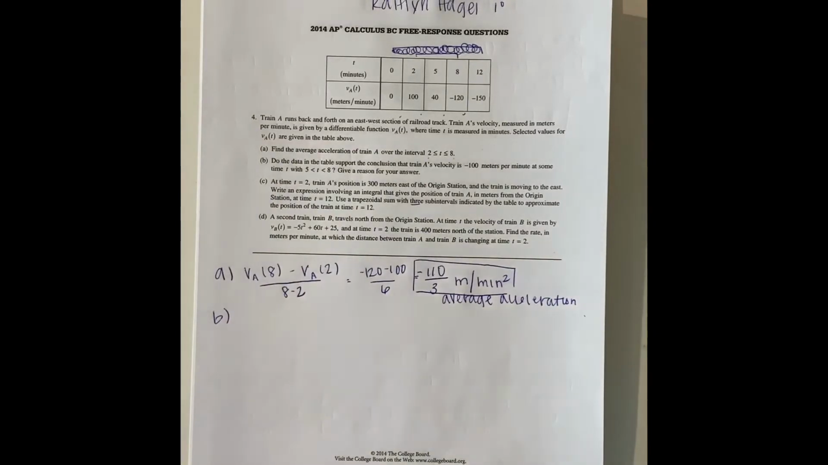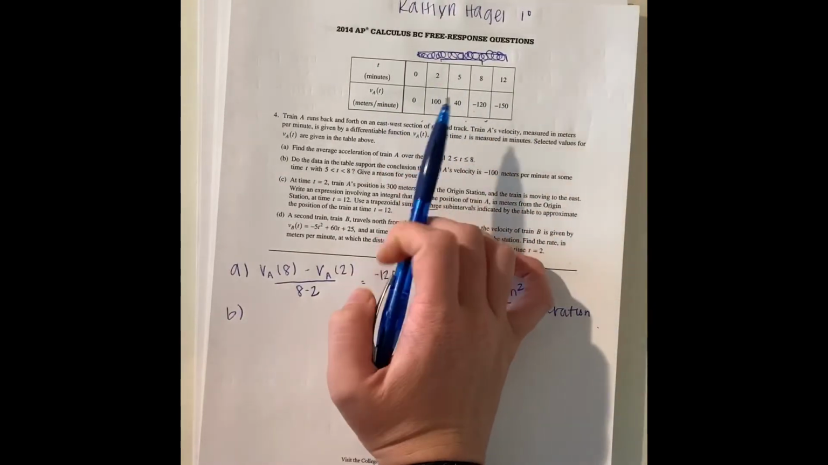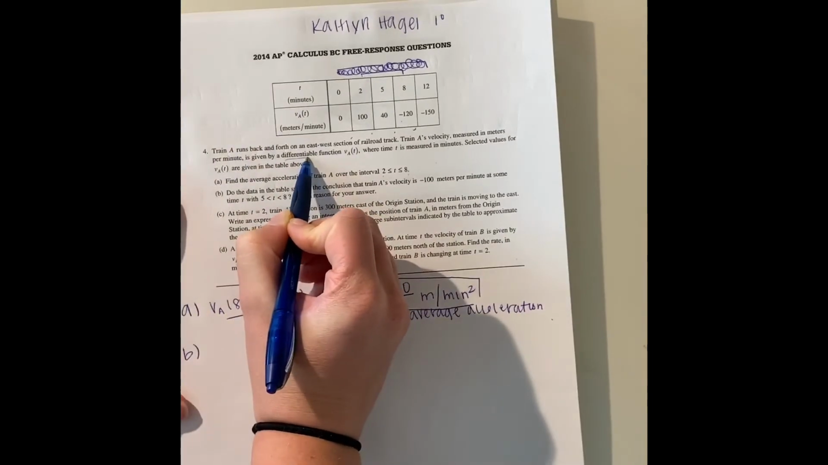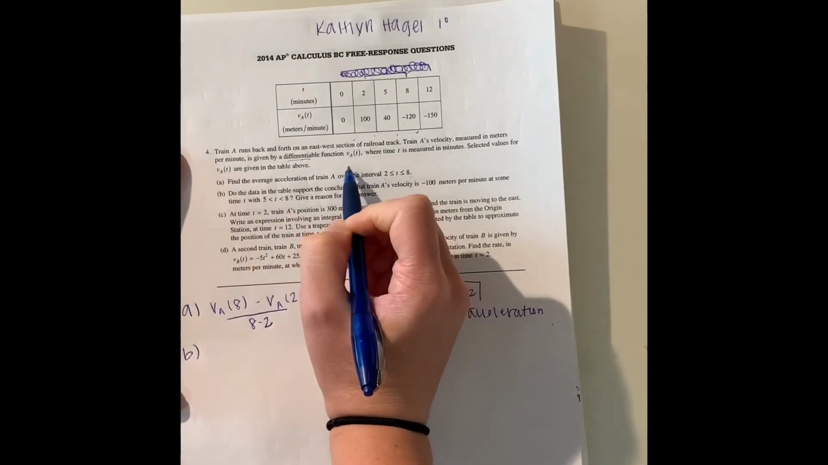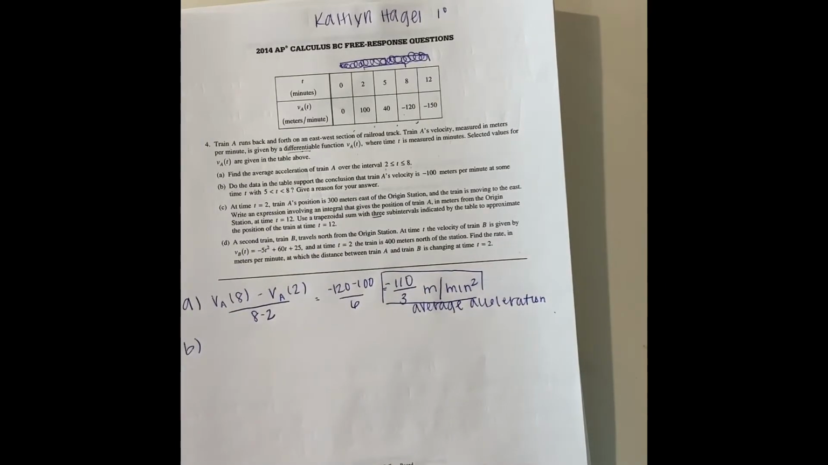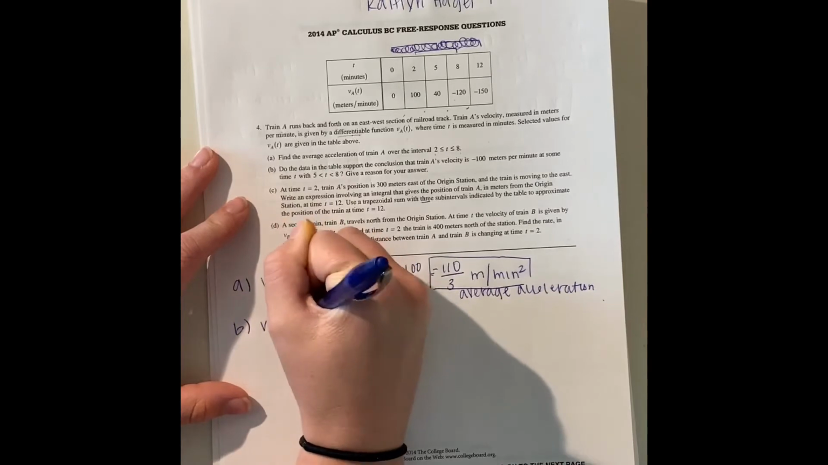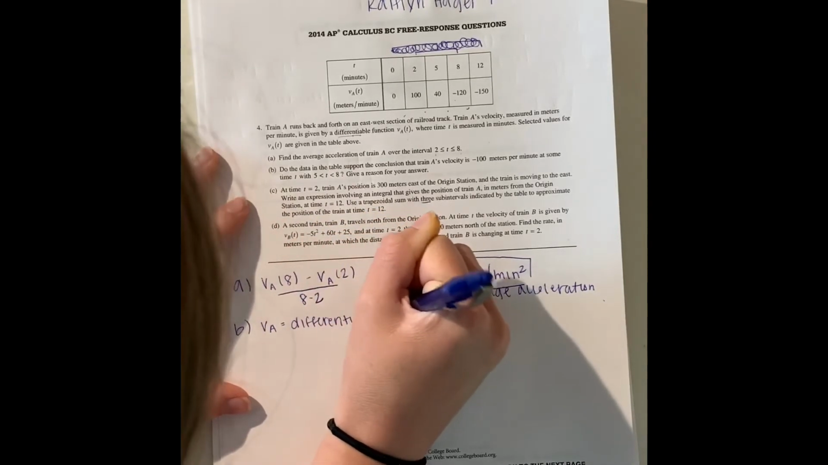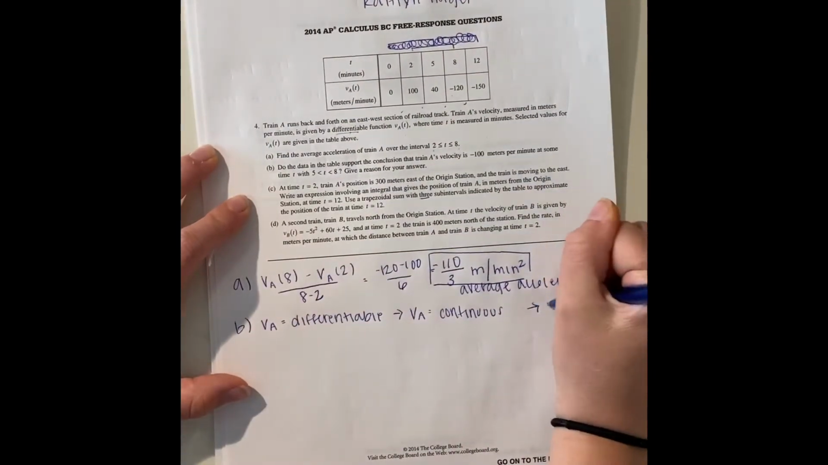Our next question is B. And the question asks, does the data in the table support the conclusion that train A's velocity is negative 100 meters per minute at some time t in the interval 5 to 8? Because we know that this function is differentiable, we can also state that it is continuous. So because VA is differentiable, which makes VA continuous, we can use the intermediate value theorem.